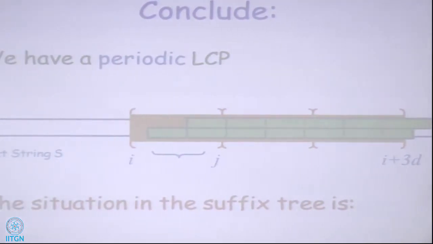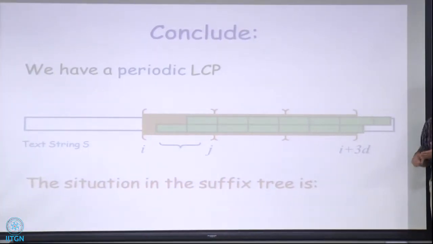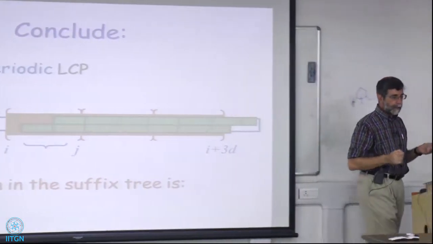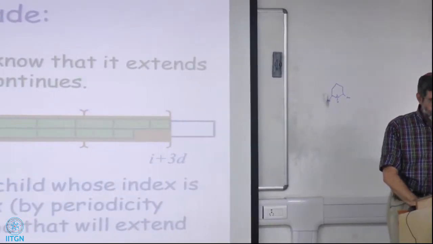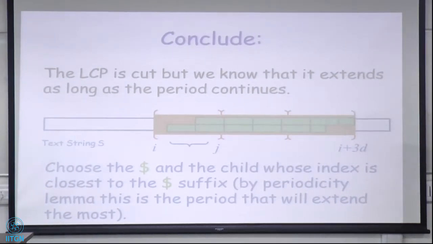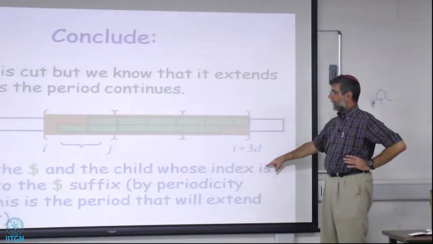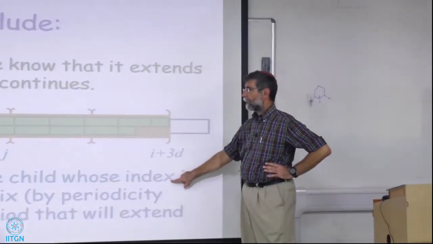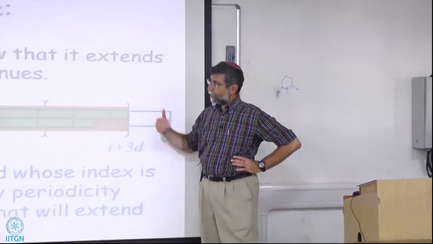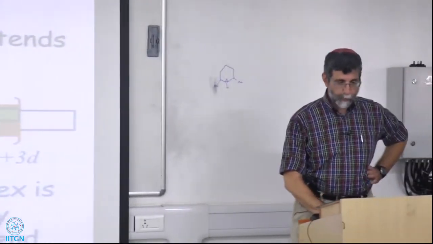However, the longest LCP, the longest one that has a dollar as a sign, is going to give us the shortest period. So it's going to enable us to identify the pair with the longest LCP. One of them is $1, and it has other children. So we're going to choose the child whose index is closer to the dollar suffix. And by the periodicity lemma, this is going to be the period that is the smallest, so it extends the most. And that's the pair that you want to choose.